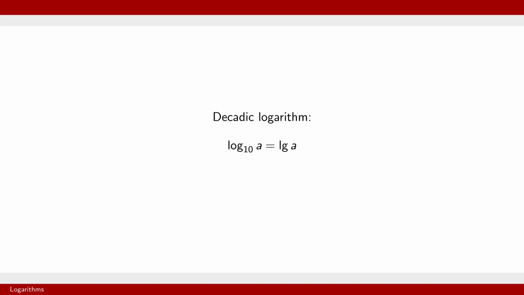The logarithm to base 10 is very common. Therefore it has its own notation. It is known as the decadic or decimal logarithm or simply the common logarithm.